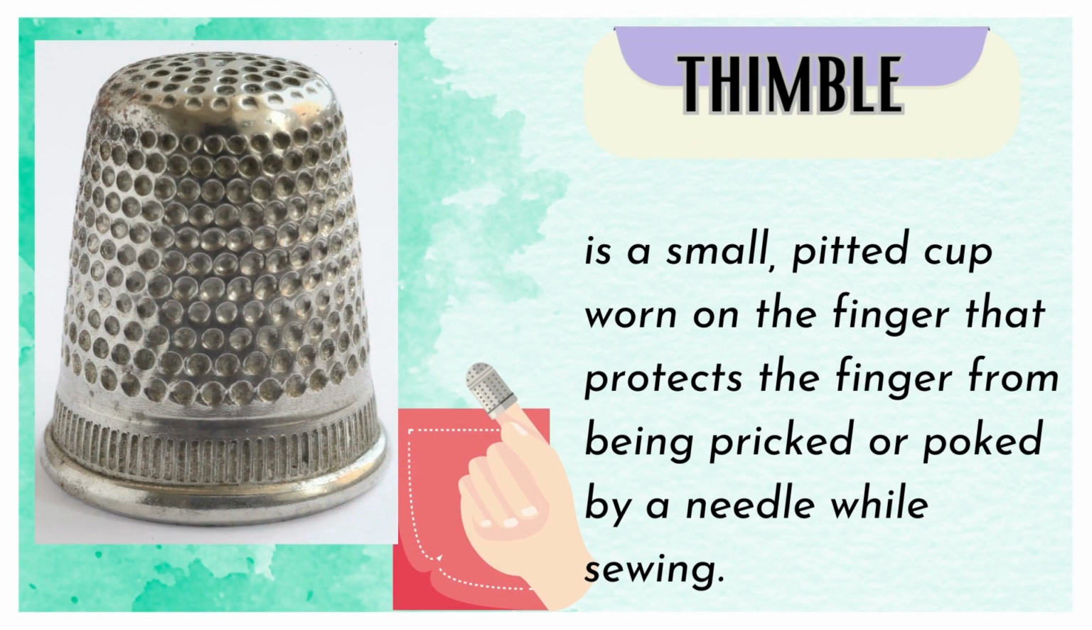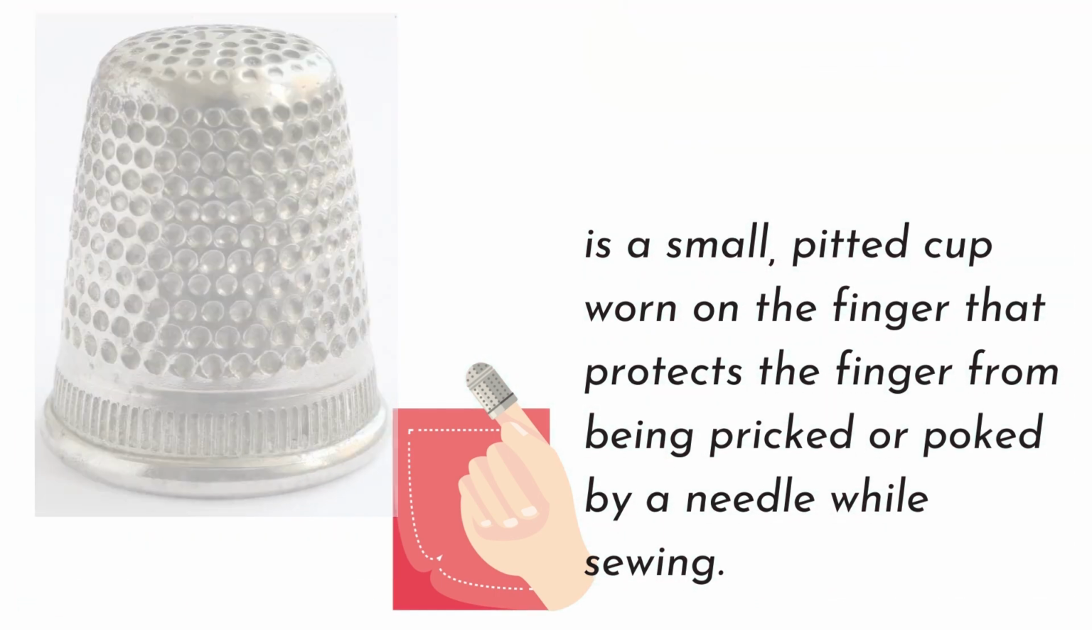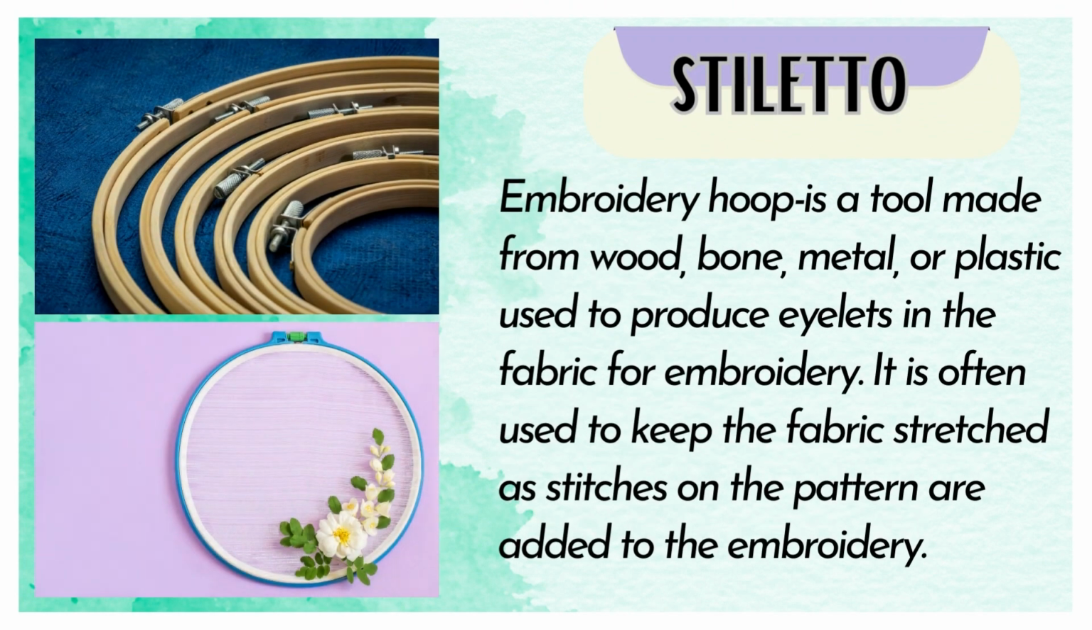Another tool is the thimble. It is a small, pitted cup worn on the finger that protects the finger from being pricked or poked by a needle while sewing. It prevents discomfort while sewing by providing a barrier between fingertips and the blunt end of a needle. Embroidery hoop or stiletto. It is a tool made from wood, bone, metal, or plastic used to produce eyelets in the fabric for embroidery. It is often used to keep the fabric stretched as stitches on the pattern are added to the embroidery.